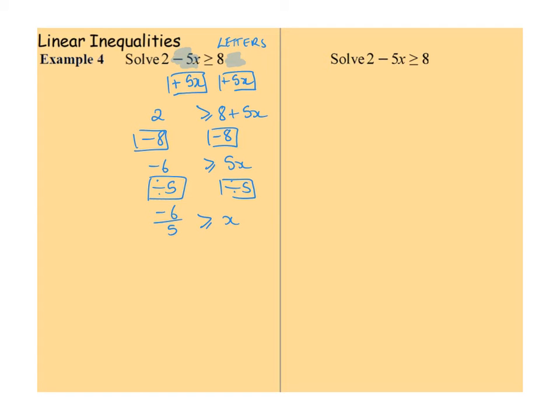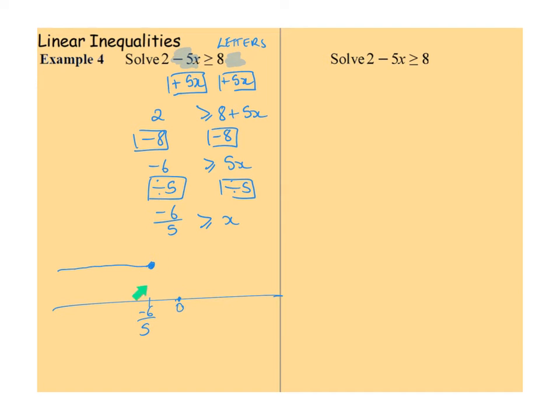So -6/5 is greater than or equal to x. If I draw this on a number line, 0's here, -6/5 would be over here. This is bigger than or equal to x, so any value of x has to be less than it or equal to it. So there it is on a number line.